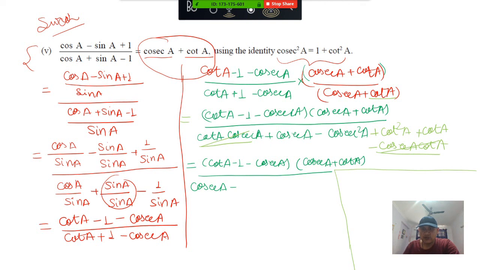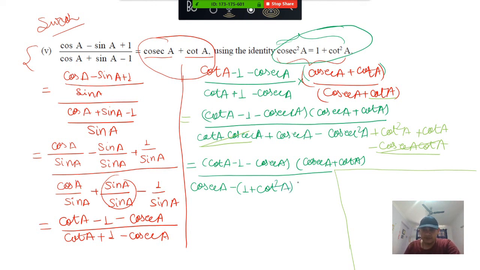So the numerator remains as it is, we are not going to mess up with the numerator. Cot A minus 1 minus cosec A and cosec A plus cot A, and this denominator becomes cosec A minus cosec square A. Here we have the formula given by the question writer, who told us that we have to use the formula cosec square A is equal to 1 plus cot square A. So I'm going to put this value in this question. 1 plus cot square A.